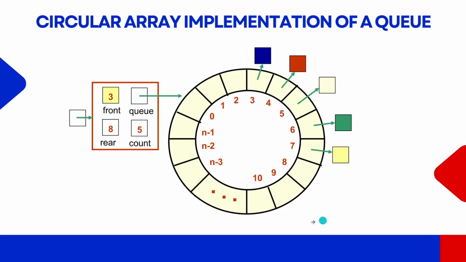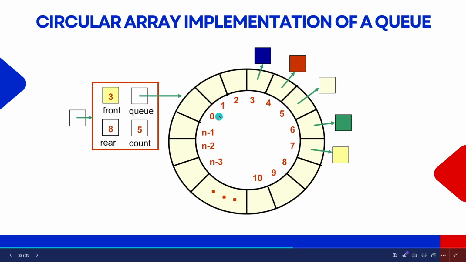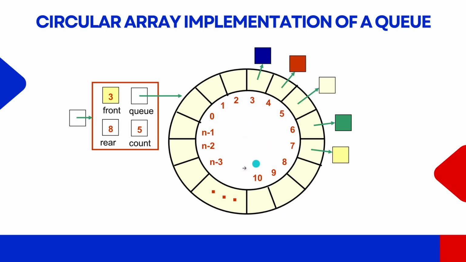This diagram very well explains the concept of the circular array implementation of a queue. Here you could see that we have indices from 0 to n minus 1. That is the size of the array, and you could see that we have elements present from index 3 to 7. So we have 5 elements, and that is what is denoted by count.